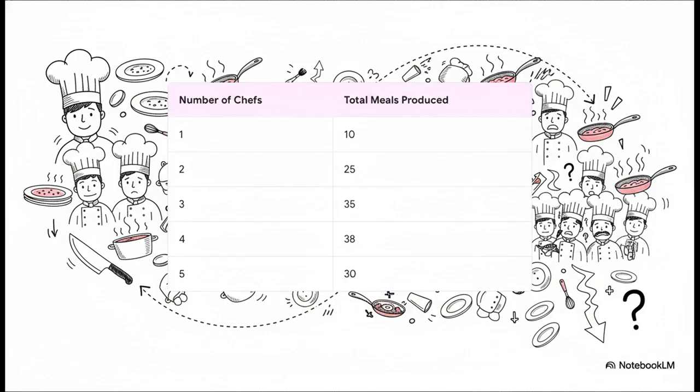Okay, this is where we have to stop thinking like a simple counter and start thinking like an economist. A really good manager isn't just looking at the total number of meals. They are absolutely obsessed with the marginal output. Now, marginal is just a fancy econ word that means, what's the change from adding just one more? So let's do the math. That second chef, their marginal product was 15 meals, right? They took the total from 10 to 25. The third chef added 10 meals, and the fourth, only 3.